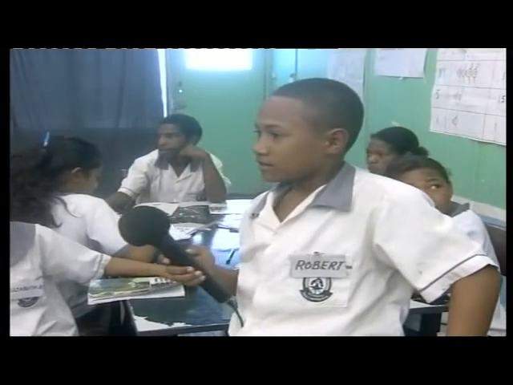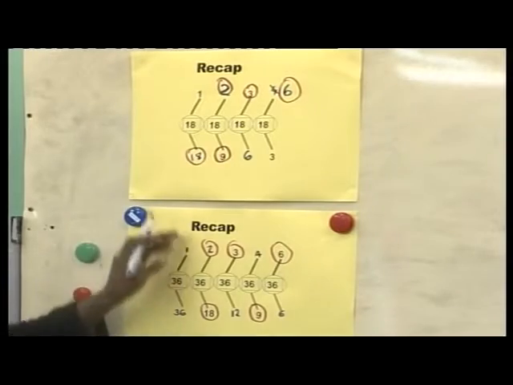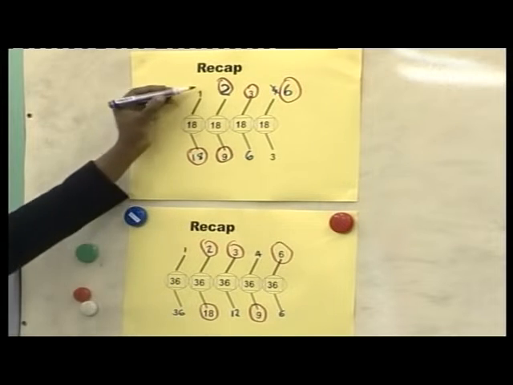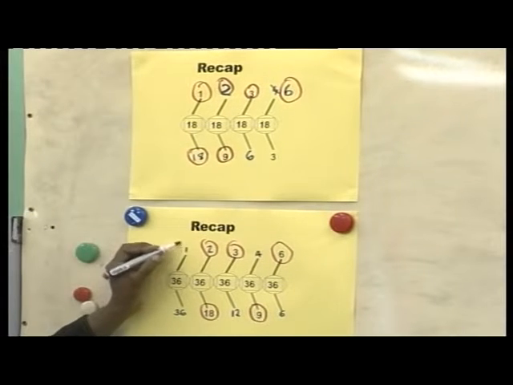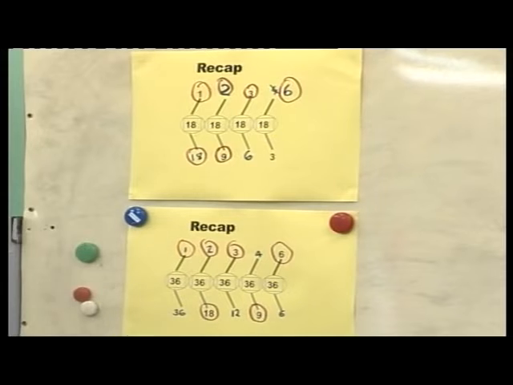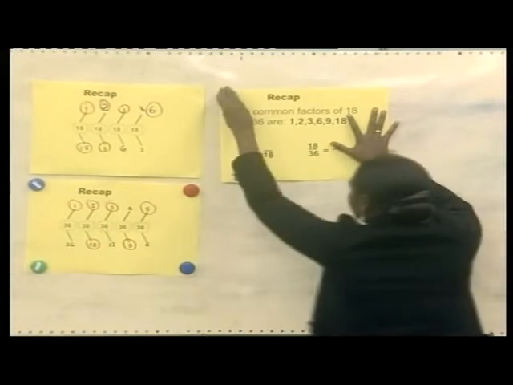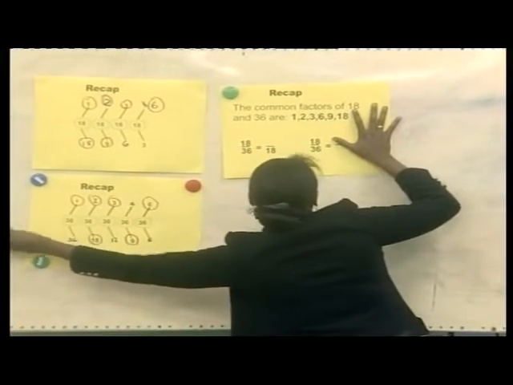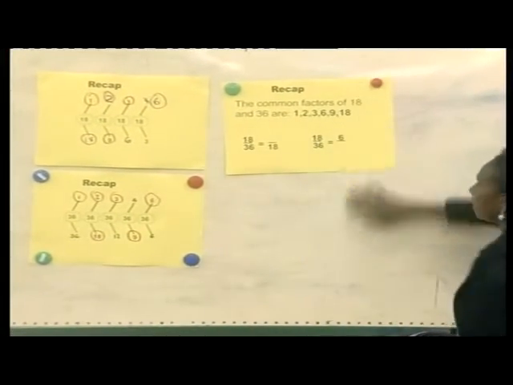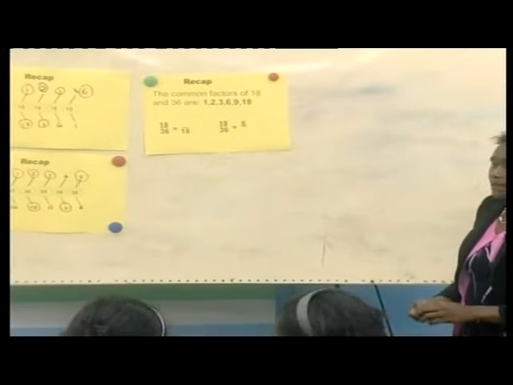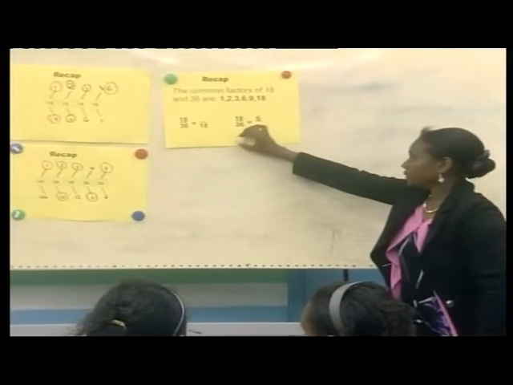Okay, 1 is found in both of these charts here. So we will settle 1 also. So to confirm, the common factors of 36 and 18 are 1, 2, 3, 6, 9, and 18.